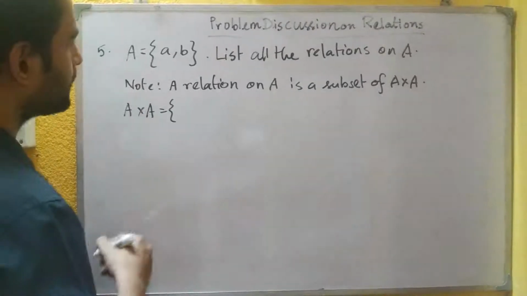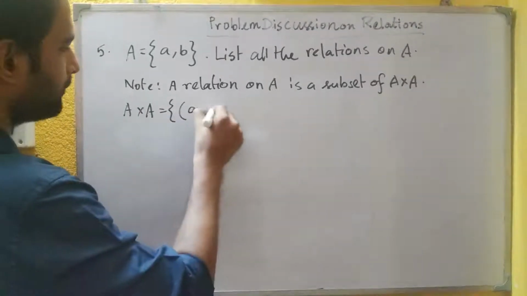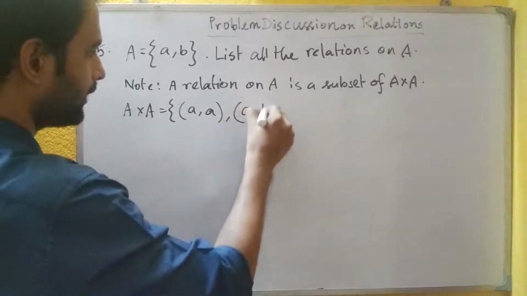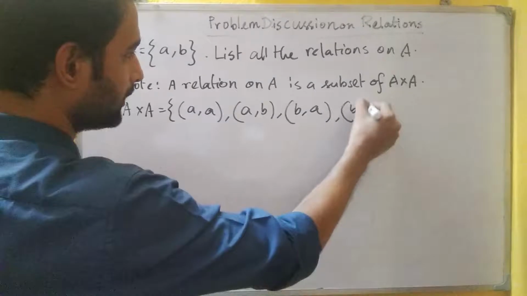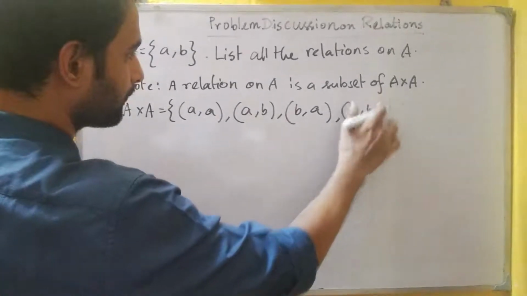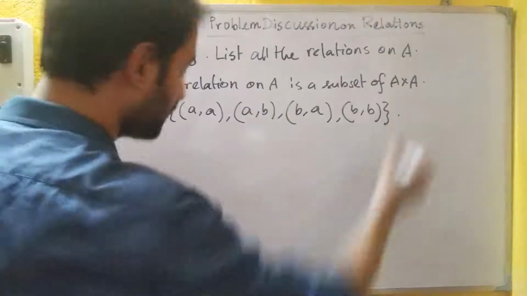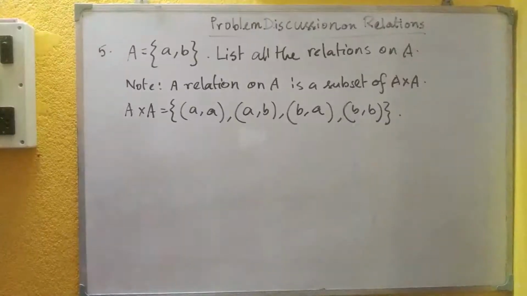See, there are only two elements, A and B. So the ordered pairs will be A comma A, A comma B, B comma A, and B comma B. Now, if we can write all the subsets of this set one by one, then each subset will give a relation on this set.